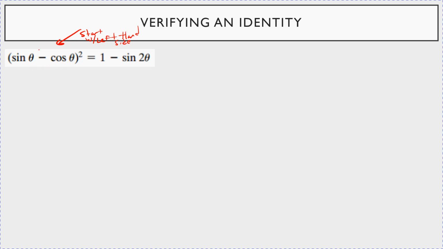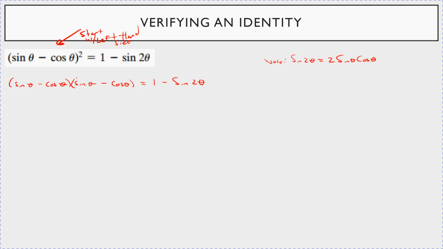And what you're going to want is you're going to want to simplify this somehow so that I get a sine of 2 theta. Okay, so just note, sine of 2 theta is equal to 2 times sine of theta times cosine of theta. So you're going to want to hopefully simplify this somehow so that you're going to end up seeing a 2 times sine of theta cosine of theta. All right, so what you're going to do, you're going to rewrite this as sine of theta minus cosine of theta times sine of theta minus cosine of theta. And what you're going to have to do is you're going to have to FOIL this out.